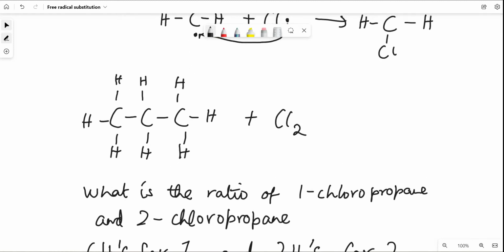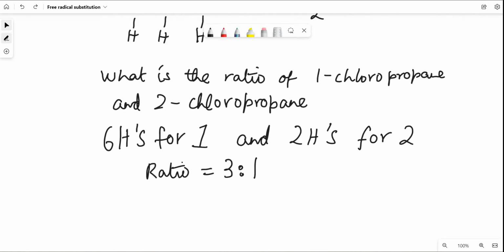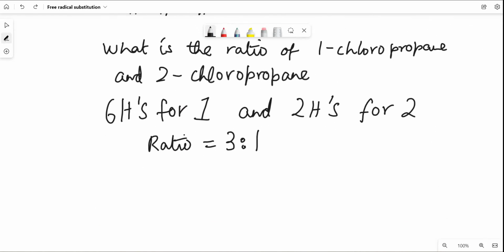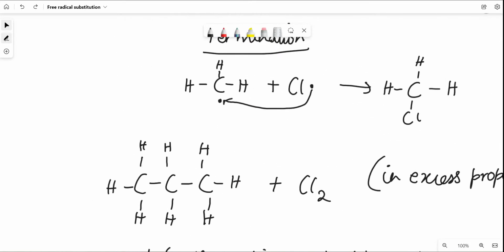And the important bit is they have to say excess propane, because if it's not excess propane and excess chlorine, then that would result in double substitution. For example, a Cl here and Cl here, and that would be 1,2-dichloropropane, and that makes things complicated. So this is basically the simple version of a question they might ask you. And so yeah, that's pretty much it.